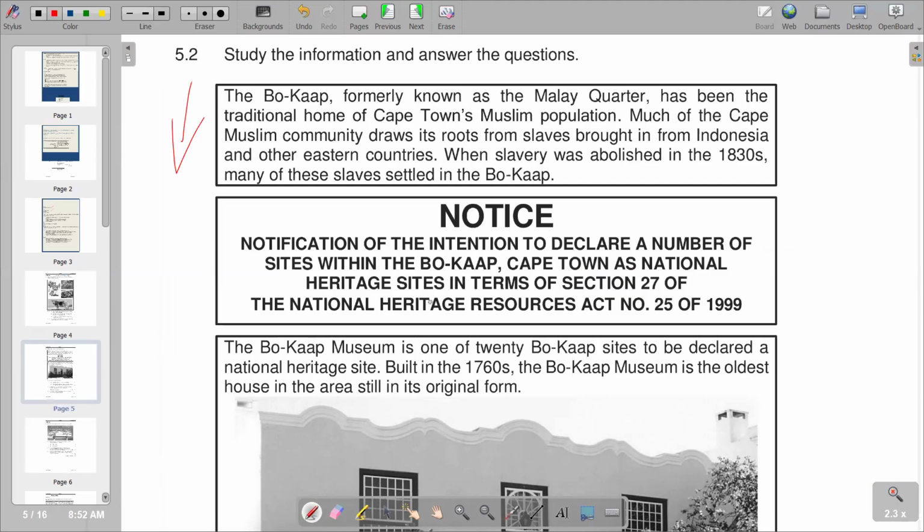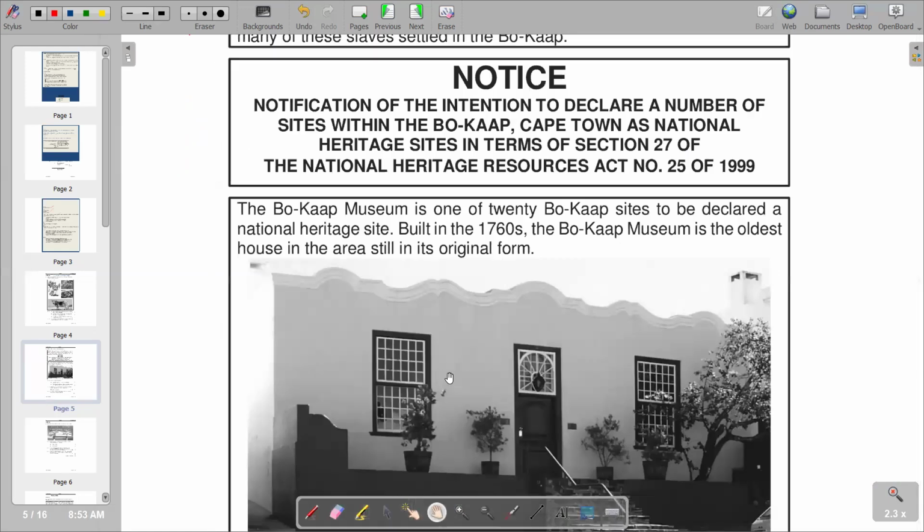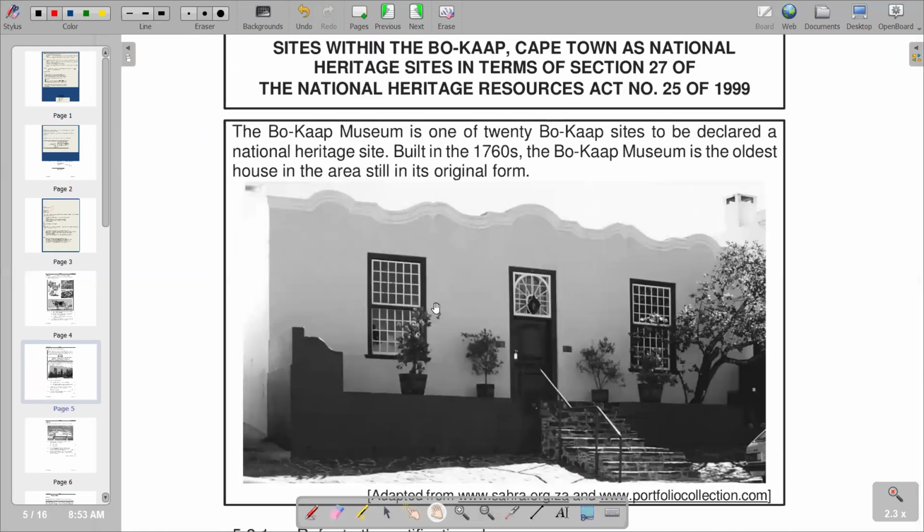Cape Town as National Heritage Sites in terms of Section 27 of the National Heritage Resources Act number 25 of 1999. So this is a notification that you are being given there. Then beneath that, we also have a picture of the Bokaap Museum, one of the Bokaap sites to be declared a National Heritage Site, built in the 1760s. So the Bokaap Museum is the oldest museum in the area still in its original form. So this is information that we are given.